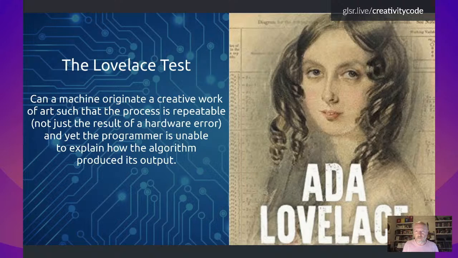It doesn't also know why it's done something. But here's the challenge, that the code has become so complex that the programmer can't explain how the algorithm actually came up with its output. So I would say that already the Lovelace test has been passed, if you call that move playing a game a creative work. But what about creative works of art?